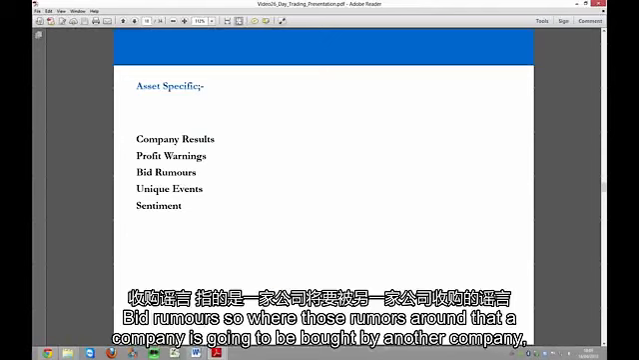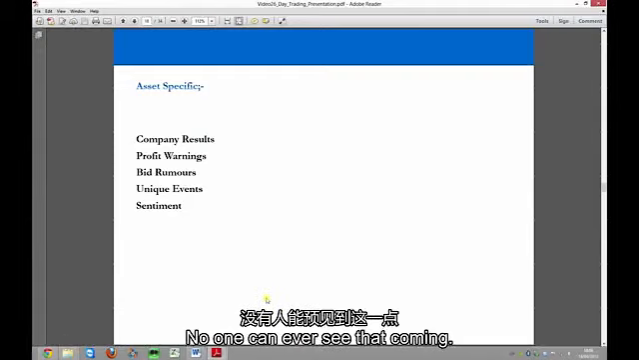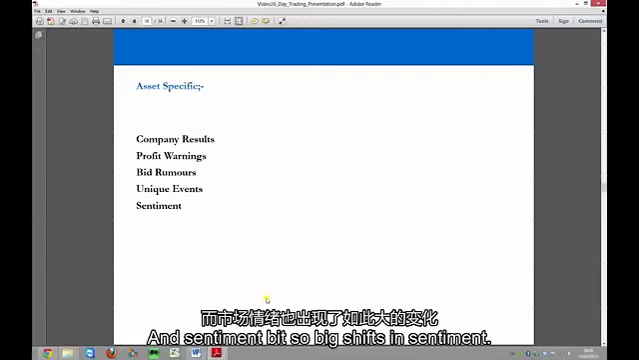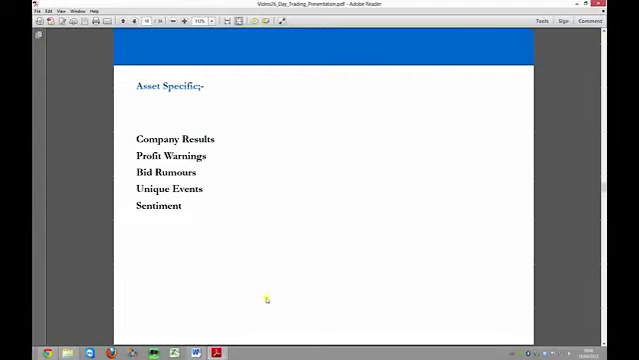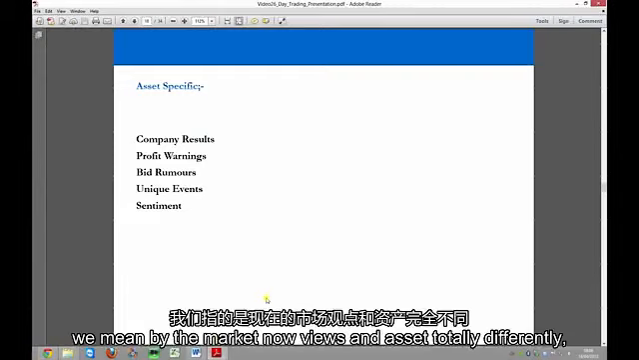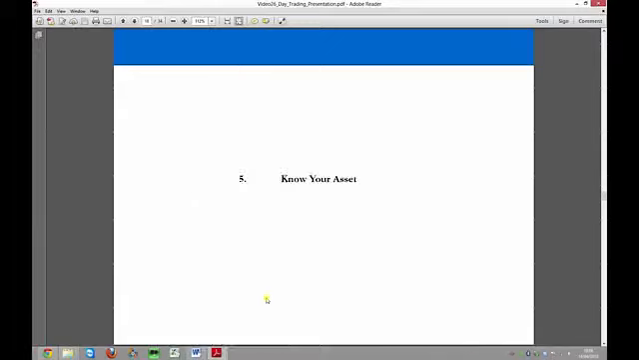Bid rumors, so where there's rumors around that a company is going to be bought by another company. Unique events that no one could foresee, like a CEO dying in a car crash. No one can ever see that coming. And sentiment, so big shifts in sentiment. And by big shifts in sentiment we mean the market now views an asset totally differently because some unexpected news has occurred.